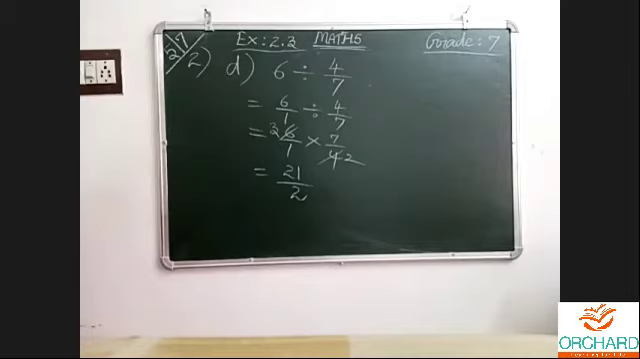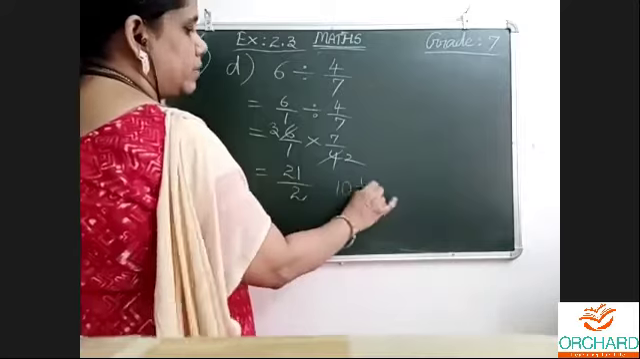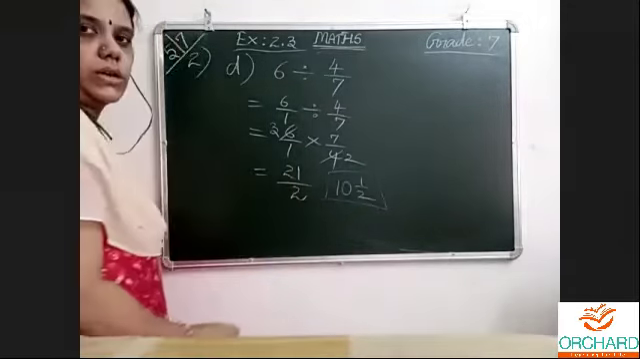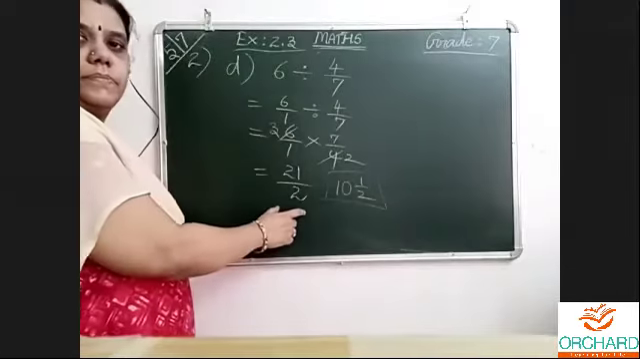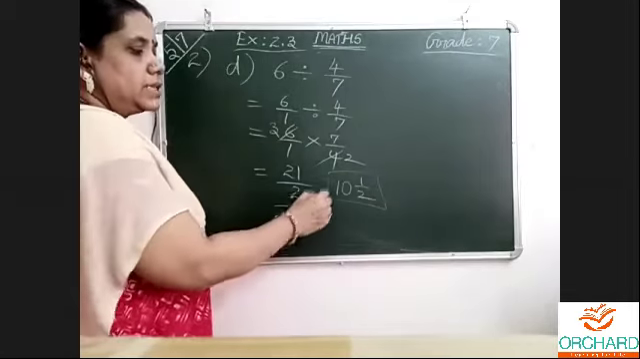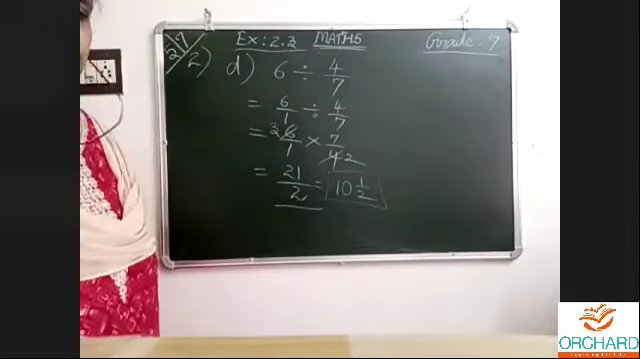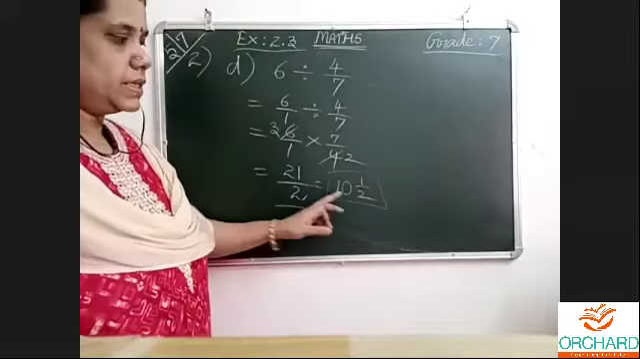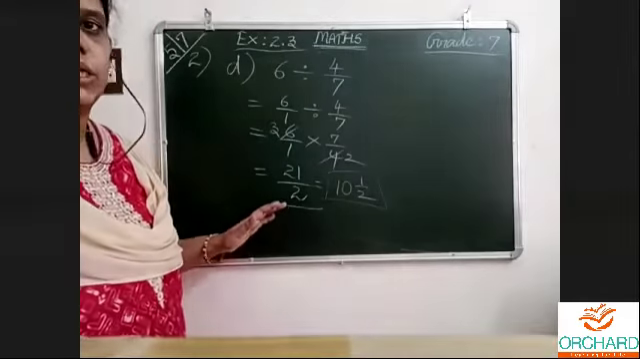21 by 2. You can leave it just like that, or if you want, you can write 10 2s are 20, remainder 1, 10 and 1 by 2. Mixed fraction is also allowed. I will give full marks even if you write up to this step. Otherwise, you can change and write that. It's okay, because normally for improper fractions we change, but some children leave it here. I used to give full marks.